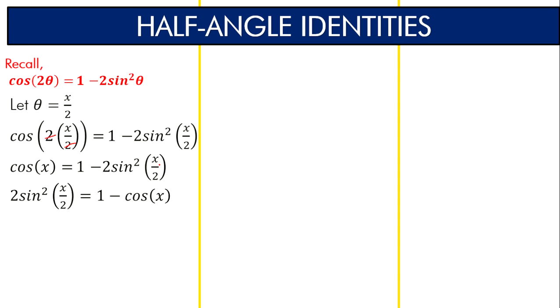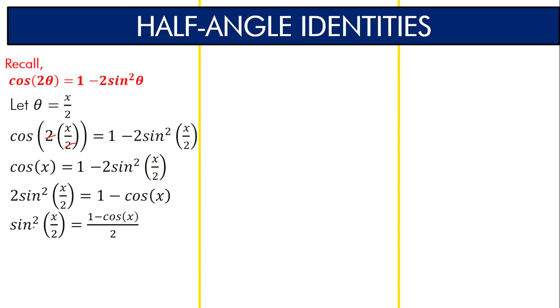Since we are after the half angle, let's manipulate this. Let's have this negative 2 sine squared x over 2 on our left hand side, and this cosine x on our right hand side. So we have 2 sine squared x over 2 is equal to 1 minus cosine x. After that, let's divide both sides by 2, and we'll obtain sine squared x over 2 is equal to 1 minus cosine x over 2.